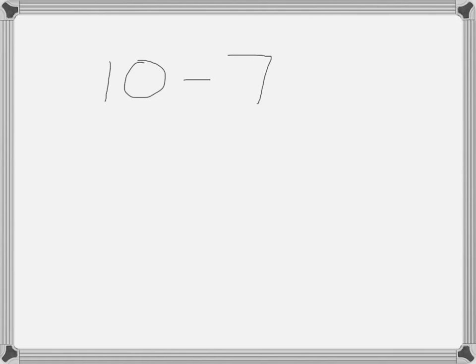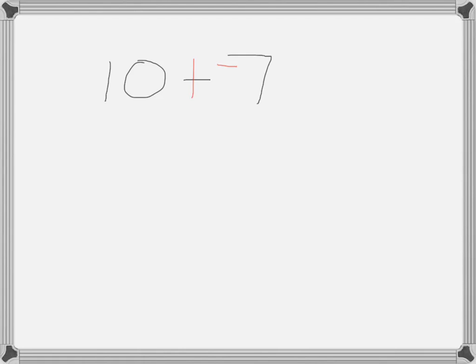10 minus 7. You know that the answer to that is 3. But we can also get 3 by adding the opposite. So to do that, we change our subtraction sign to addition and then change the positive 7 to a negative 7.